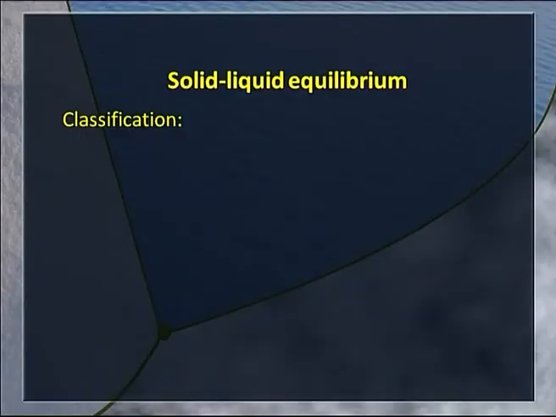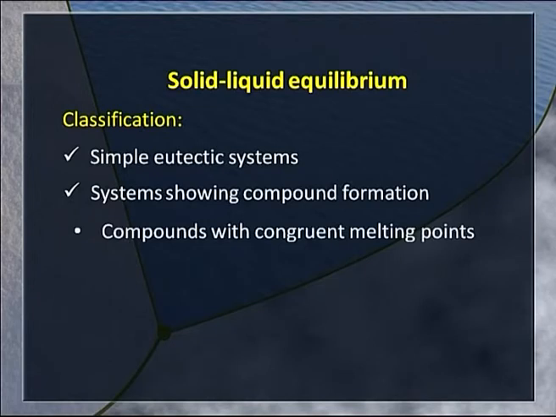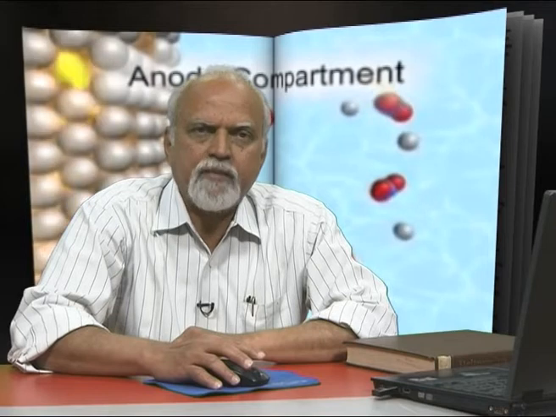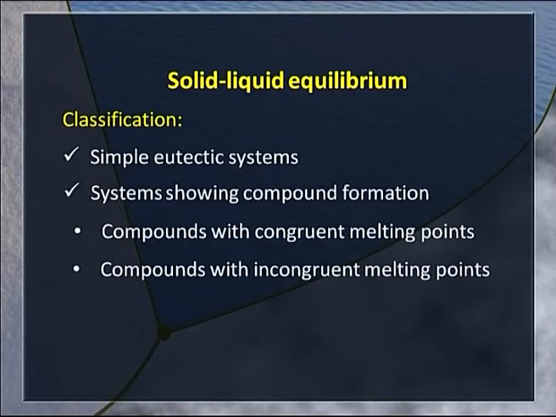These systems are classified as simple eutectic systems and systems showing compound formation. If there is affinity between the two components, there is a possibility of compound formation, and the compounds may be stable or may not be stable. We deal with systems in which the compounds show congruent melting points, and then look at what happens if the compound is not stable, that is, the compounds exhibiting incongruent melting points.